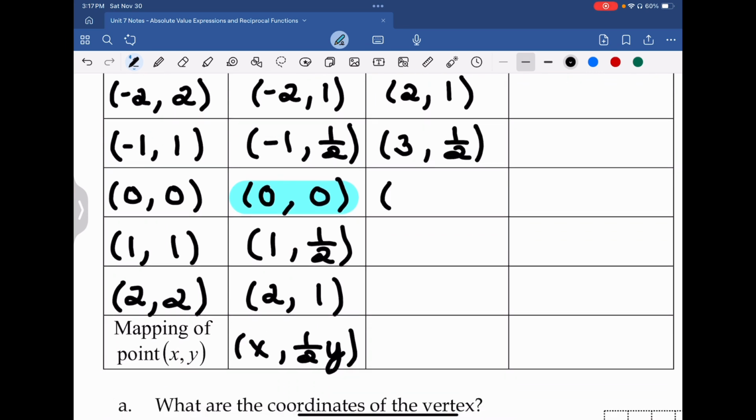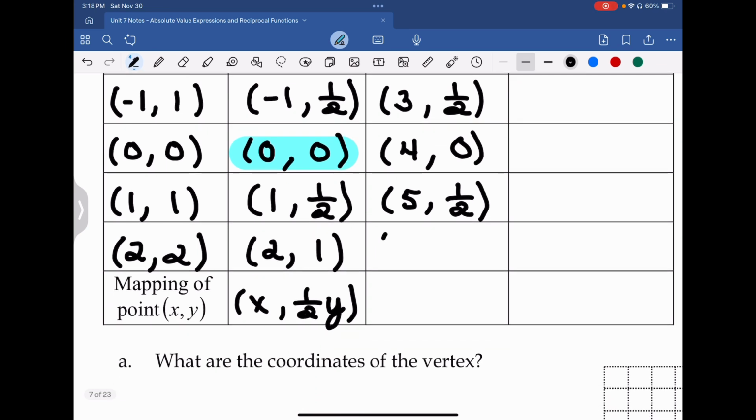Then we take this and we go 0, 0. 0 plus 4 is positive 4. 0 divided by 2 is just still 0. So now our invariant point has shifted over 4 units. If I take 1 and I add 4, this is going to give me 5. If I take the y value and I split it in half, that's 1/2. If I take the x value, add 4, this gives me 6. If I take the y value and divide by 2, it's 6 and 1. And our general form is the following. X is going to add 4 units by the inside brackets, and then the y values are going to be divided by 2.